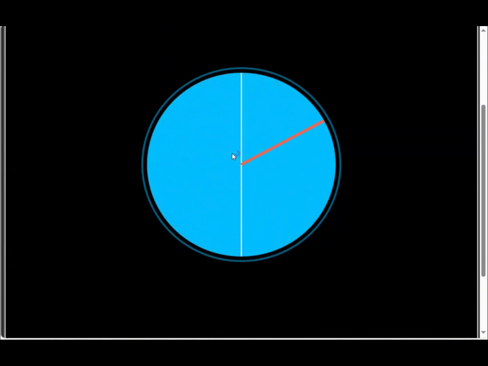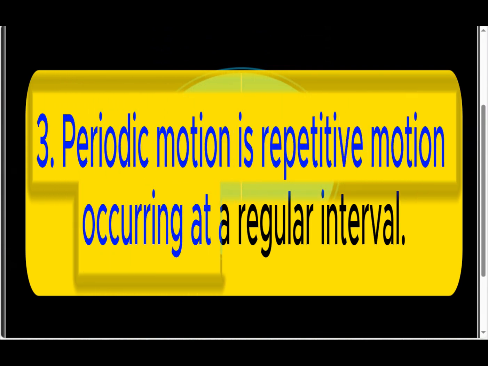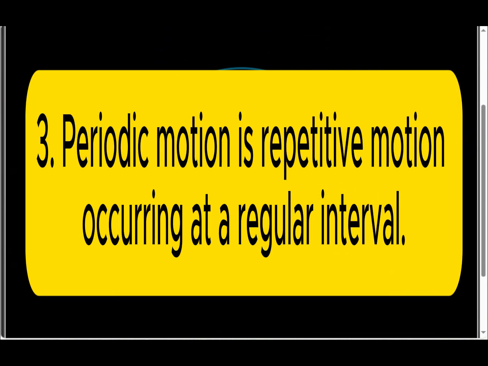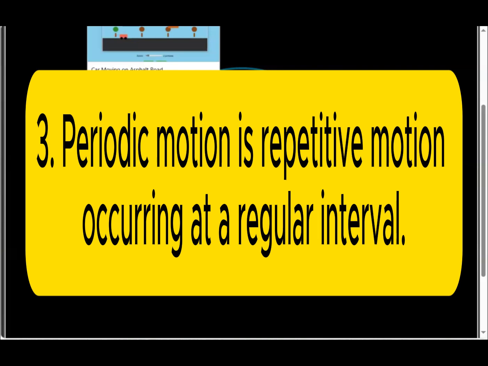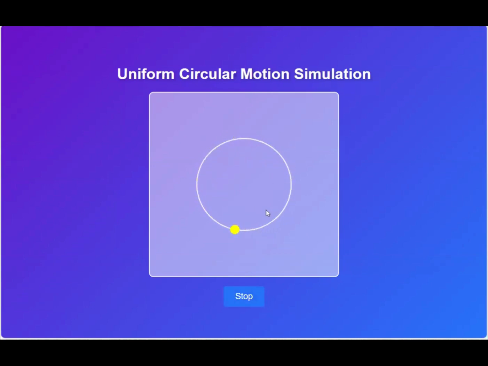The third type of motion is periodic motion. Periodic motion is repetitive motion occurring at a regular interval. This simulation shows us the motion of a particle along a circular path. If the circle is a horizontal circle, the speed of the object can be constant and the motion becomes periodic motion. So such type of motion is called periodic motion.